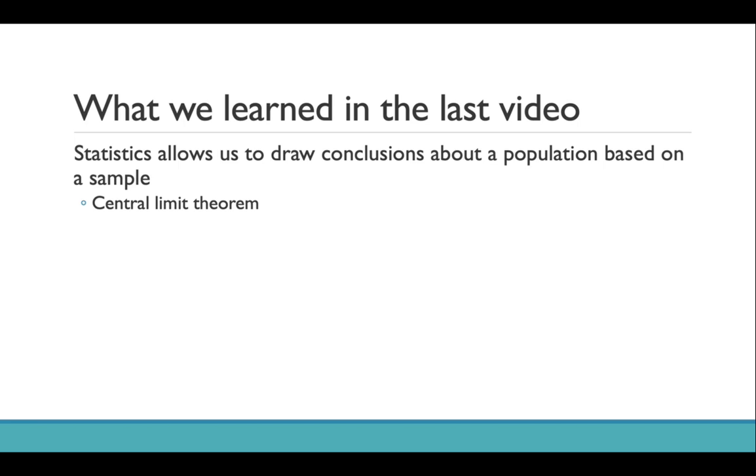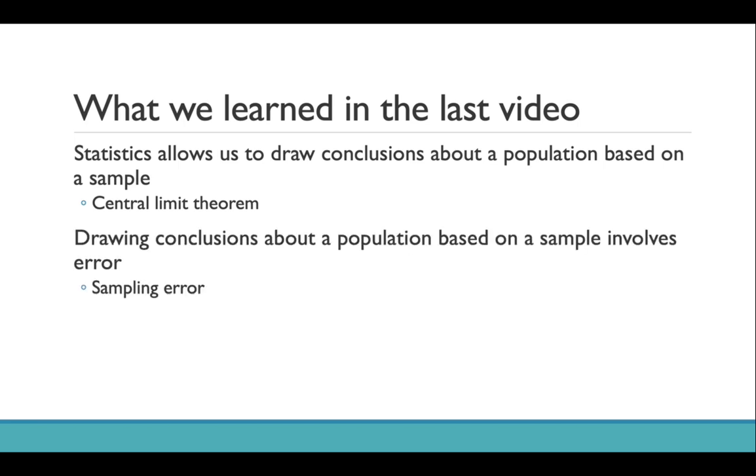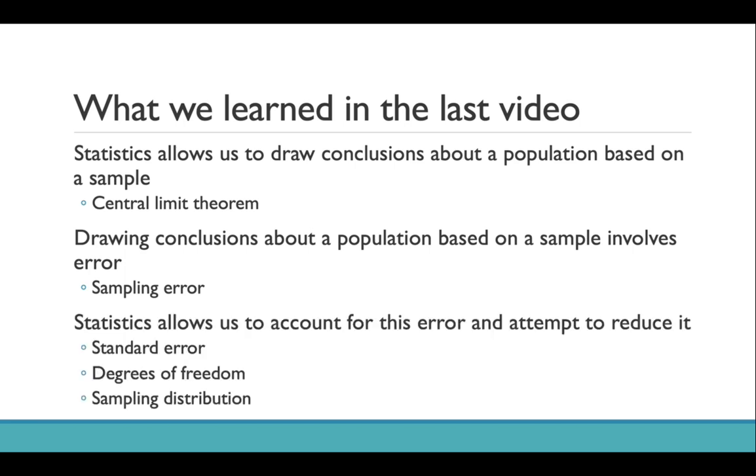In our last video, we learned that statistics allow us to draw conclusions about a population based on a sample, using the central limit theorem. Drawing conclusions about a population based on a sample, however, involves error, specifically sampling error. Statistics allows us to account for this error and attempt to reduce it by applying concepts like degrees of freedom and the sampling distribution.